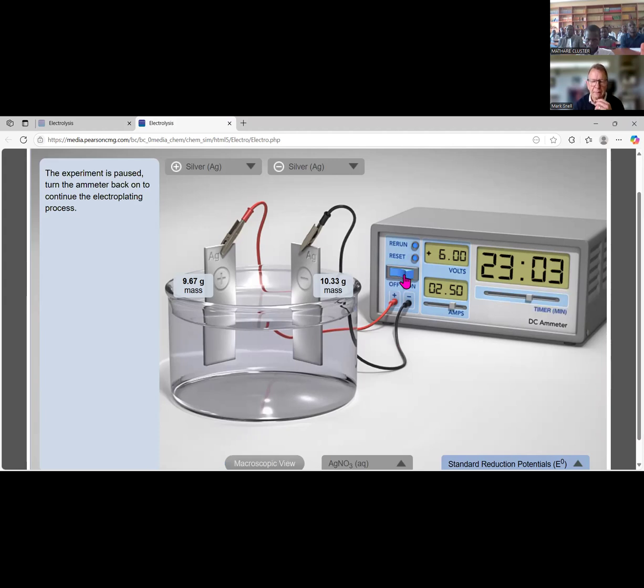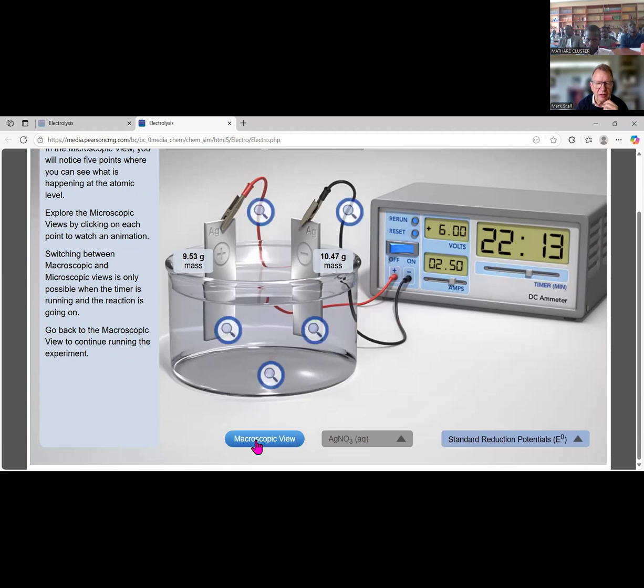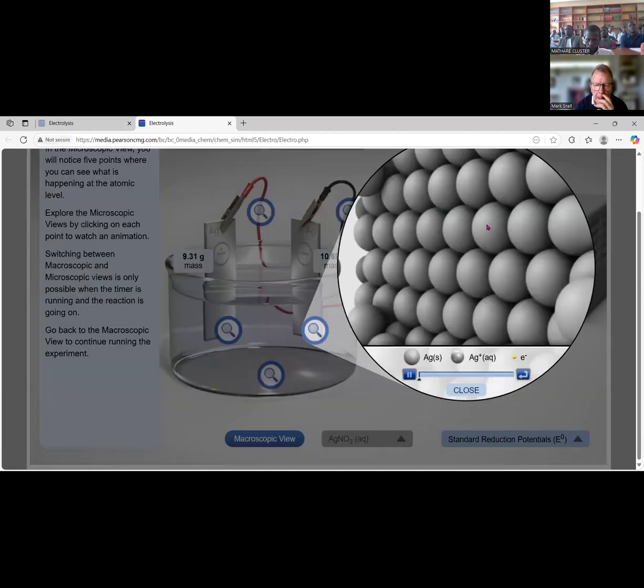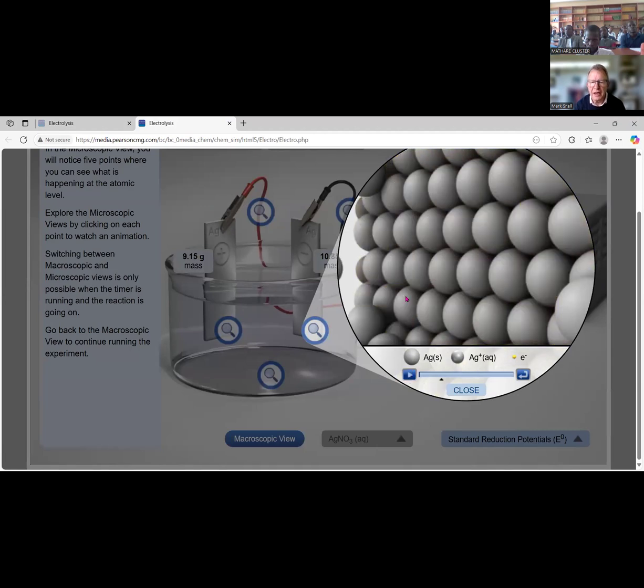So what's happening? Well, at the bottom, it has a microscopic view, and it allows you to look at what is happening in a simple way. Let me just stop this for a minute. So this is the surface of this electrode, and it's the atoms. And here comes an ion up to it, and electrons are gained, and it turns into an atom.